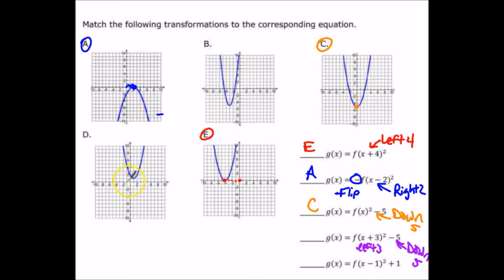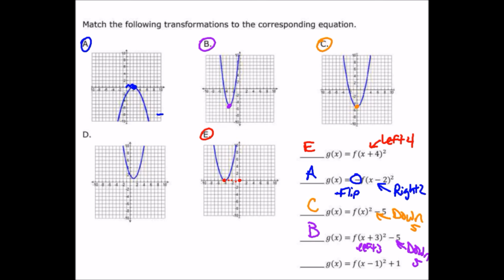This one didn't go to the left, so that can't be it. This one's, let's check it out. It said left 3, 1, 2, 3, and then down 5. 1, 2, 3, 4, bam! There it is. So B is my answer. Left 3, down 5.